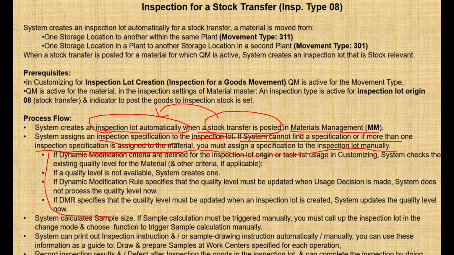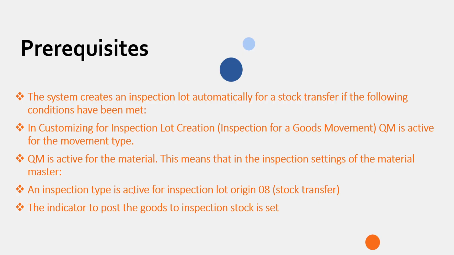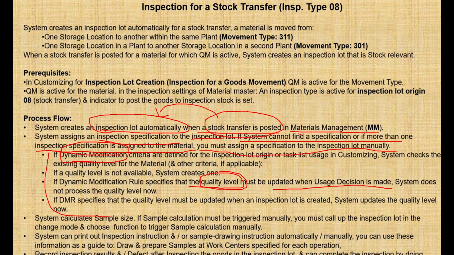Once the dynamic modification is defined, we can see the results in the inspection lot. In the coming class I will explain what the dynamic modification rule is, what the quality level is, and how it works in the quality level. After the inspection lot is created, we directly need to do the usage decision. Then we can perform that case. I will show you in the system how to do this.